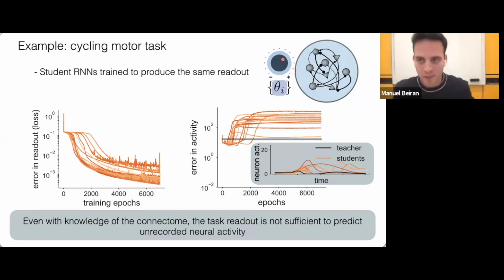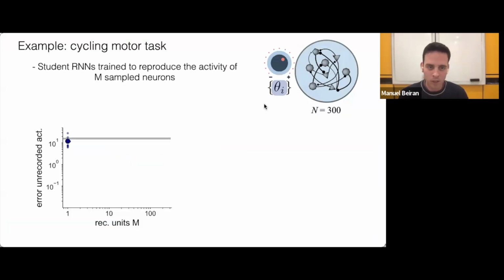Okay, but you may claim that this was too hard. We're just training the student based on a one-dimensional readout of the activity. And there are 300 neurons, so maybe we don't expect to predict all the neurons based only on this one-dimensional readout. So we changed the way in which we trained the student. Instead of looking at the readout, what I will now do is select a given number of neurons in the teacher and make the student reproduce that activity.